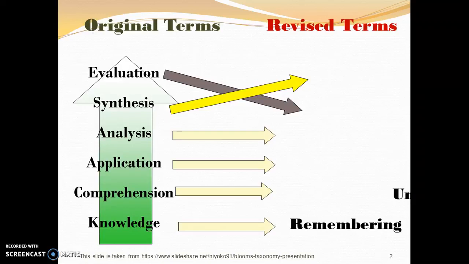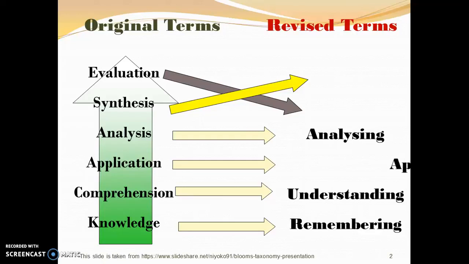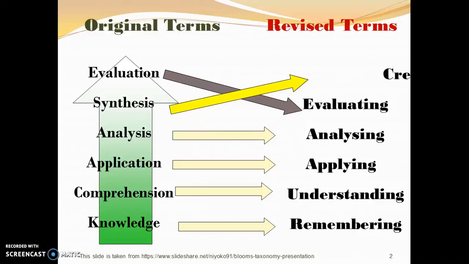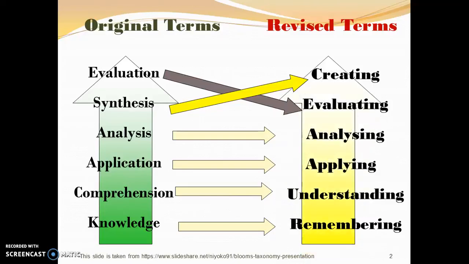If you look at the revised Bloom's taxonomy, the first objective is remembering, second, understanding, third, applying, fourth, analyzing, fifth is evaluating, and the sixth is creating. Now, let us have a look at each of these objectives in detail.